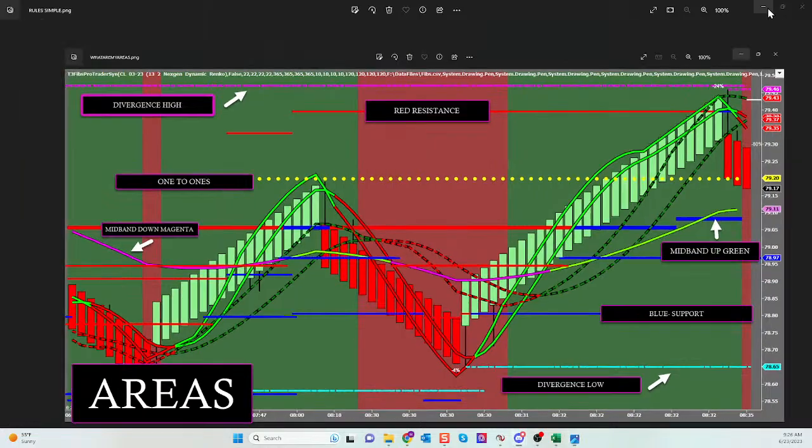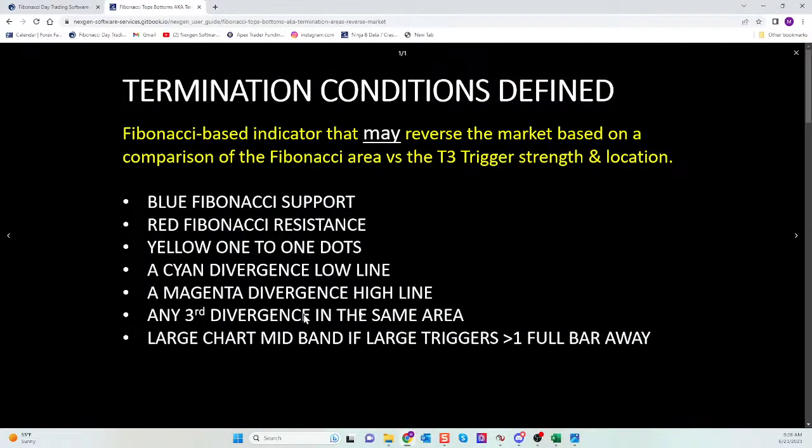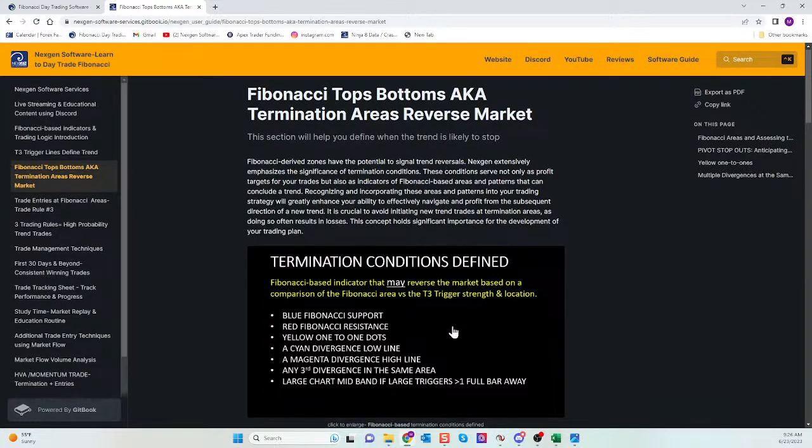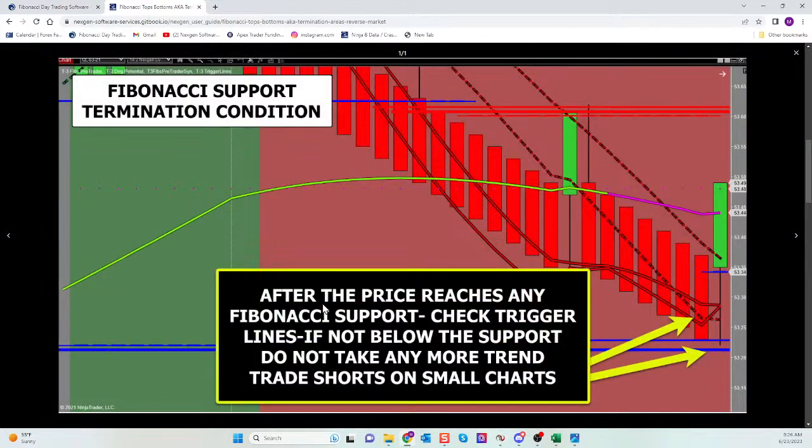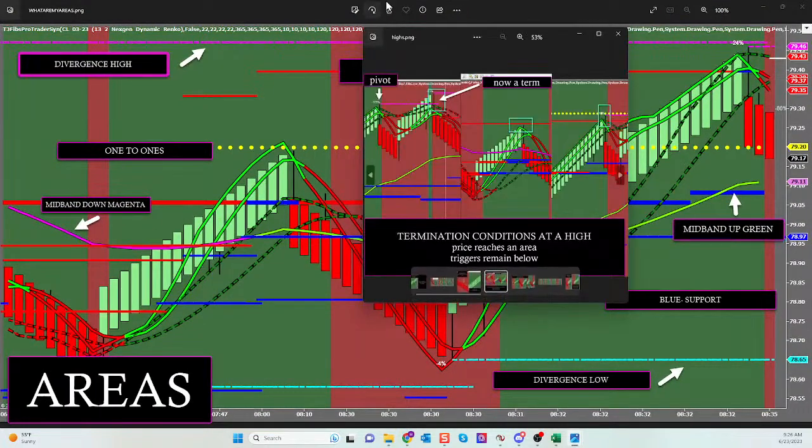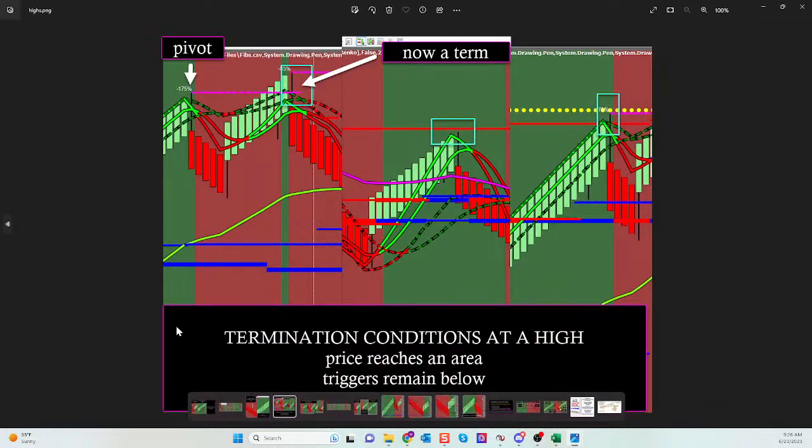So these are your areas. In order to determine whether or not an area is a termination condition, we're going to keep it super simple, guys. Two things have to happen. The first thing is price reaches the area. And I've got some pictures of termination conditions. We'll look at the rules real quick. To determine a termination condition, price must reach the area, and if you're trading up into one of these areas, the triggers must remain below.